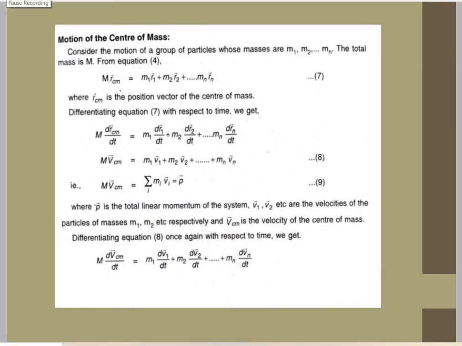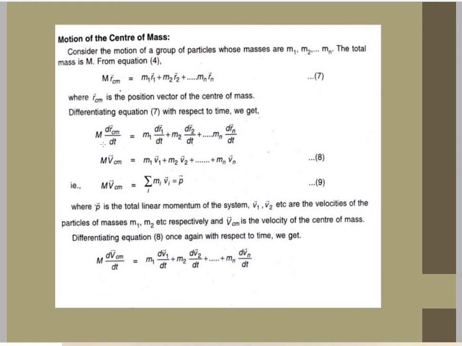Now let us discuss about the motion of center of mass. Consider the motion of a group of particles whose masses are m1, m2, m3, etc. mn. So the total mass is capital M. So M RCM, we already discussed the position vector of the center of mass, is given by m1 r1 plus m2 r2 plus m3 r3 etc. mn rn. So when we differentiate this equation, we will get M into d RCM divided by dt is given by m1 into dr1 by dt plus m2 into dr2 by dt etc. plus mn into drn by dt.